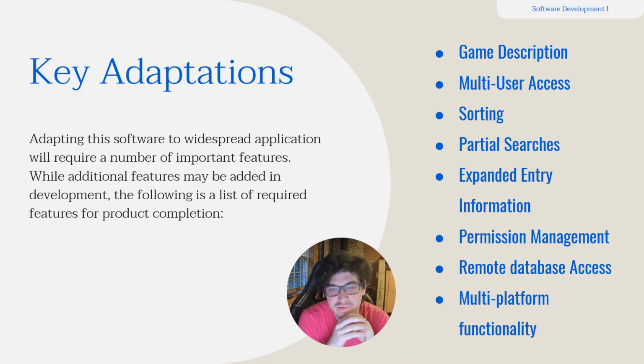So these are some of the required features that we would have to add. We would have to add a game description, multiple user access. So multiple people need to be able to read it at once, sorting to sort out the games based on name or genre or whatever. Partial searches. So if somebody doesn't put the exact name of the game, you should still be able to find them.